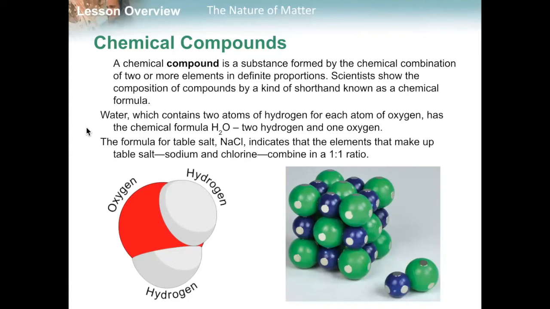Water, which contains two atoms of hydrogen for each atom of oxygen, has the chemical formula H2O. The formula for table salt, NaCl, indicates that the elements that make up table salt, sodium and chlorine, combine in a 1-to-1 ratio.